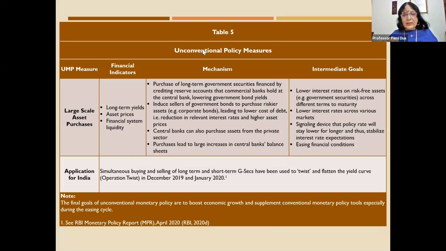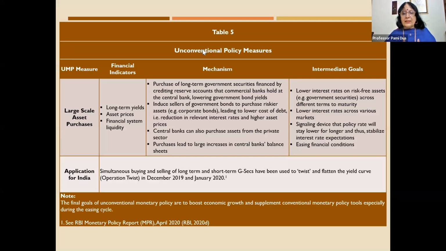Okay, so given that we are in this crisis, can we deal with it using conventional monetary policy measures? Well, first of all, you cannot deal with it just using monetary policy, whether they are conventional or unconventional measures. You need to also use fiscal policy. That is one thing. But within monetary policy, there are conventional measures which I have talked about: open market operation, reserve requirement, policy rate, and so on.